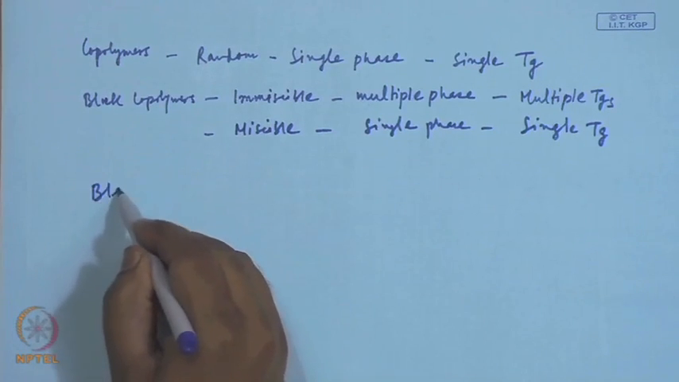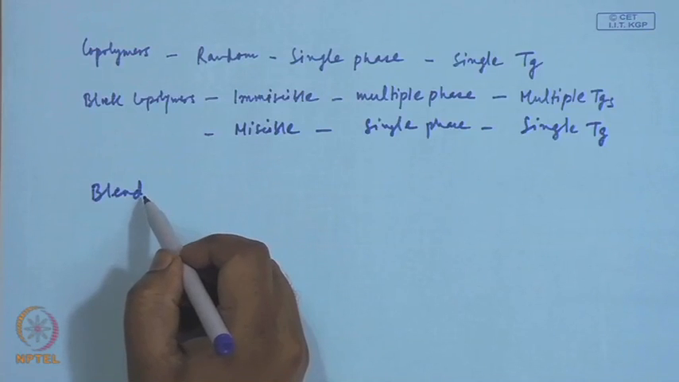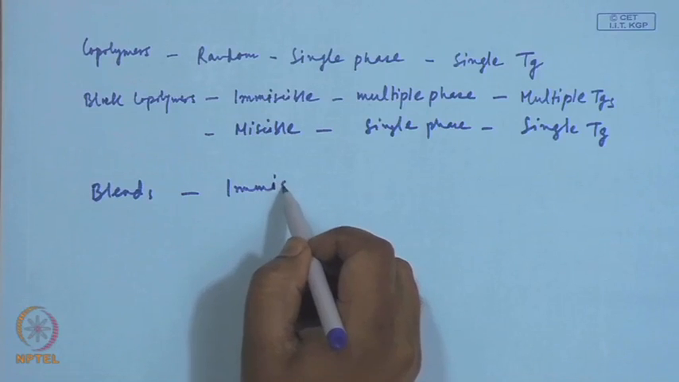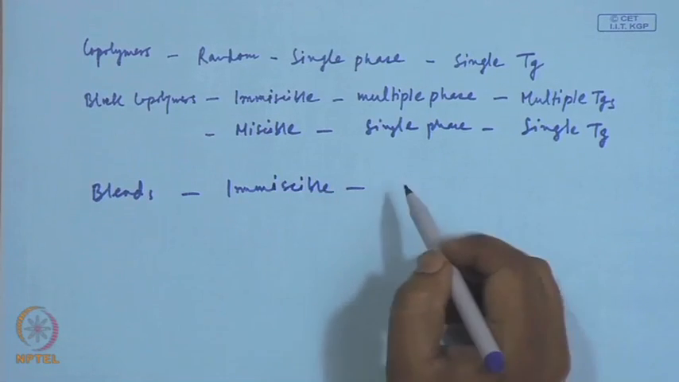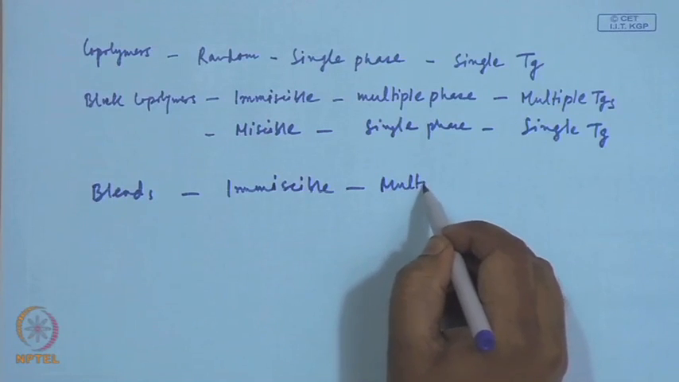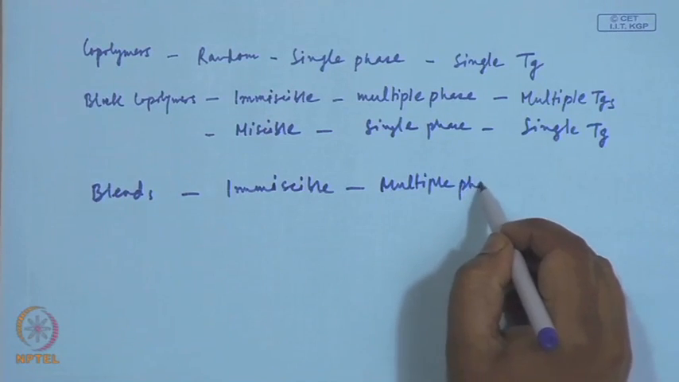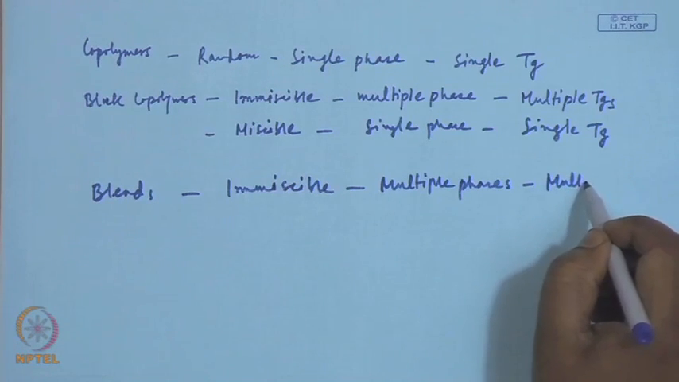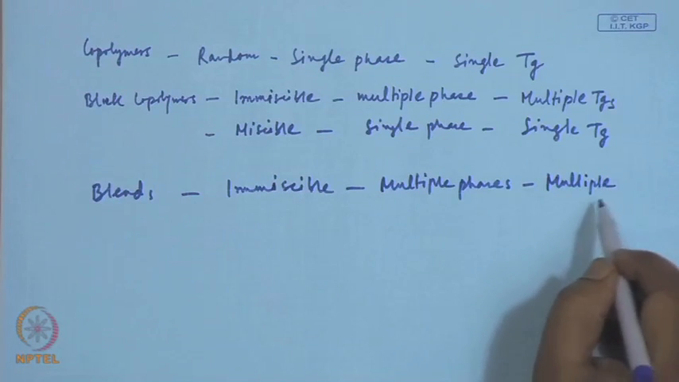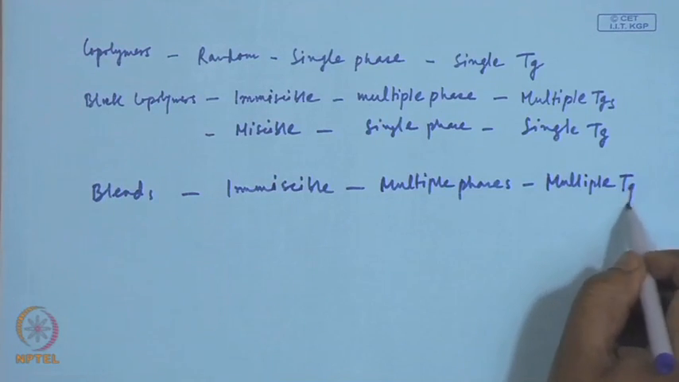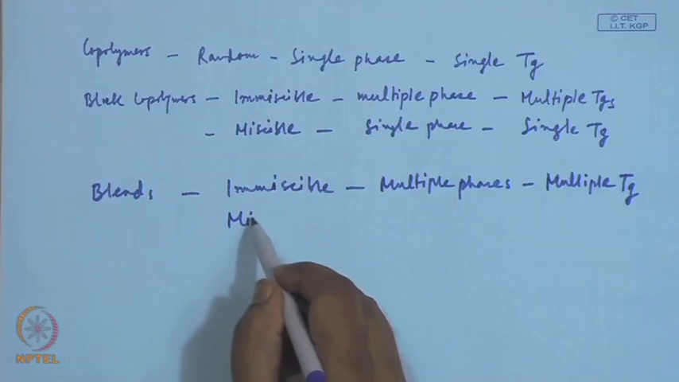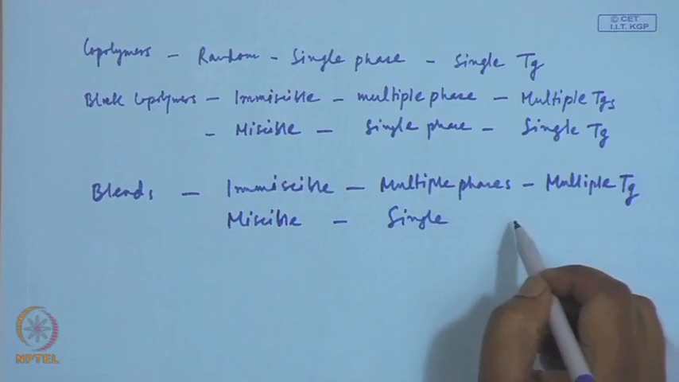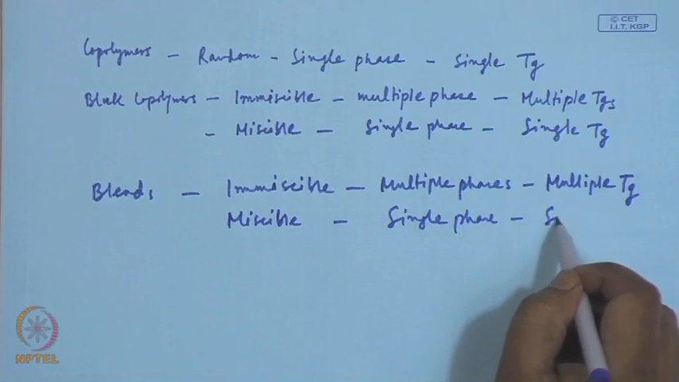Similarly, if we take two homopolymers and blend them, if they are immiscible, again a similar thing, then you have immiscible multiple phases, multiple Tg's. If you are talking about, say, a two homopolymer blend, then multiple Tg's. If they are miscible, obviously a single phase, and you have a single Tg.